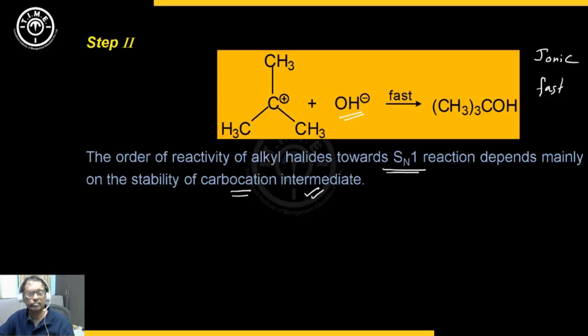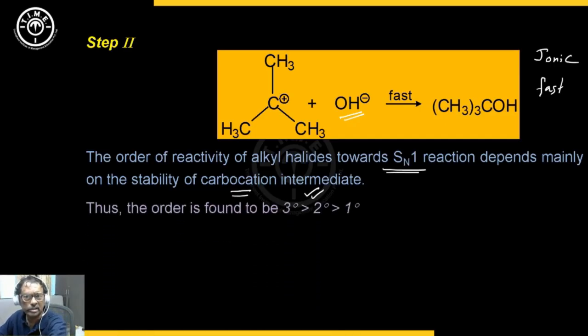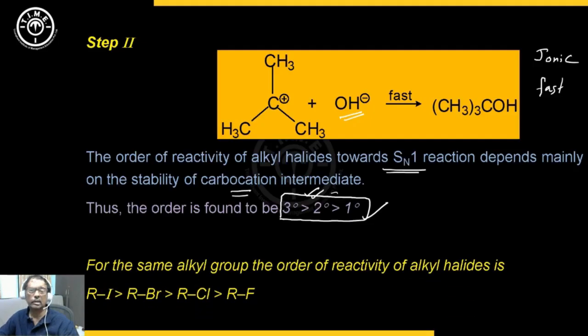Clear? Now the order of reactivity of the SN1 reaction will depend on the stability of the carbocation. Carbocation is the intermediate in this. So we said 3 degree carbocation is more stable than 2 degree, more stable than 1 degree. Therefore, the reaction rate also happens in the same order: 3 degree more than 2 degree more than 1 degree. Is that clear? Then among the halides, you know that I is a good leaving group. So when I goes out easily, we get the R plus, and once the R plus is formed, the SN1 reaction happens, and therefore alkyl iodides are more reactive than bromides, more reactive than chlorides, more reactive than fluorides. I hope this is clear.